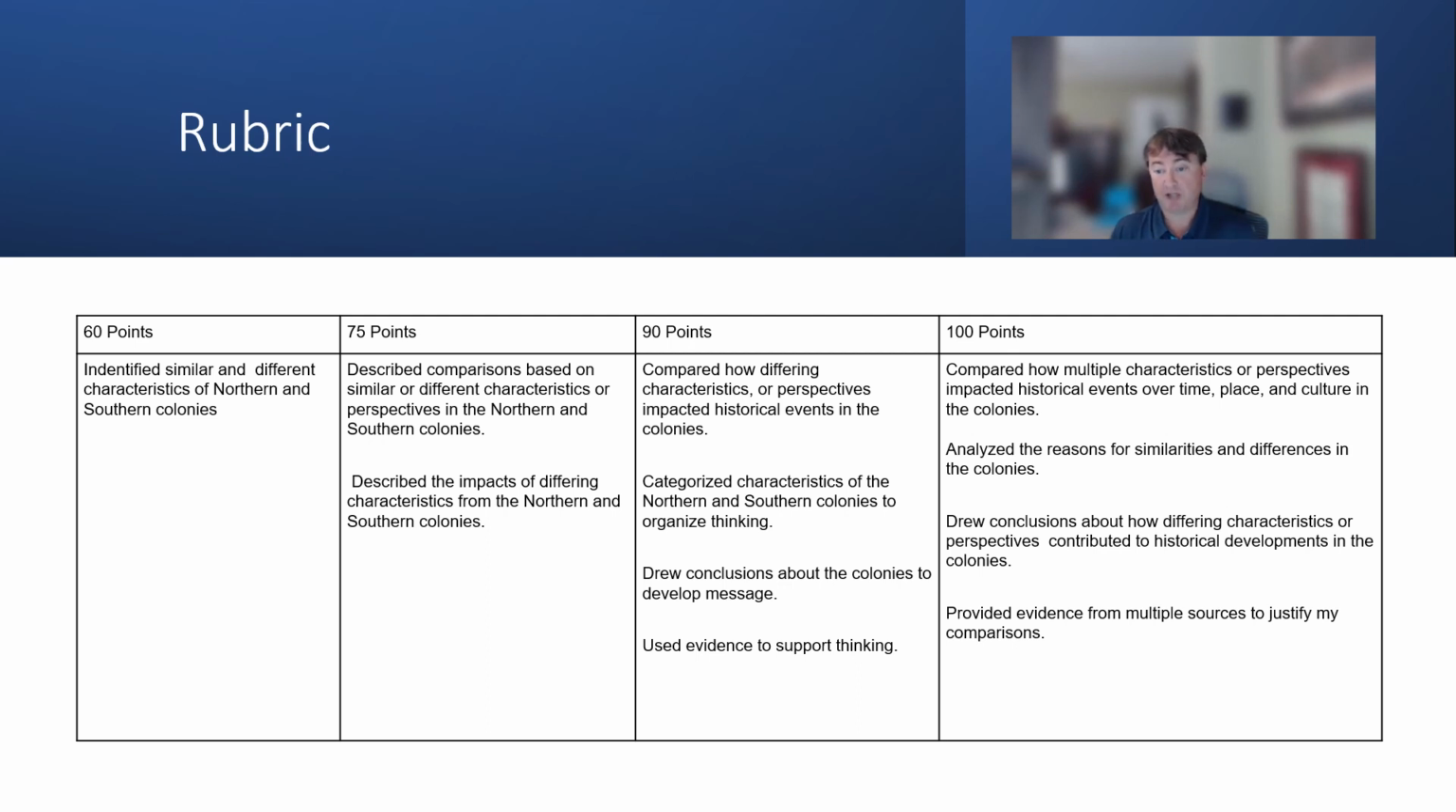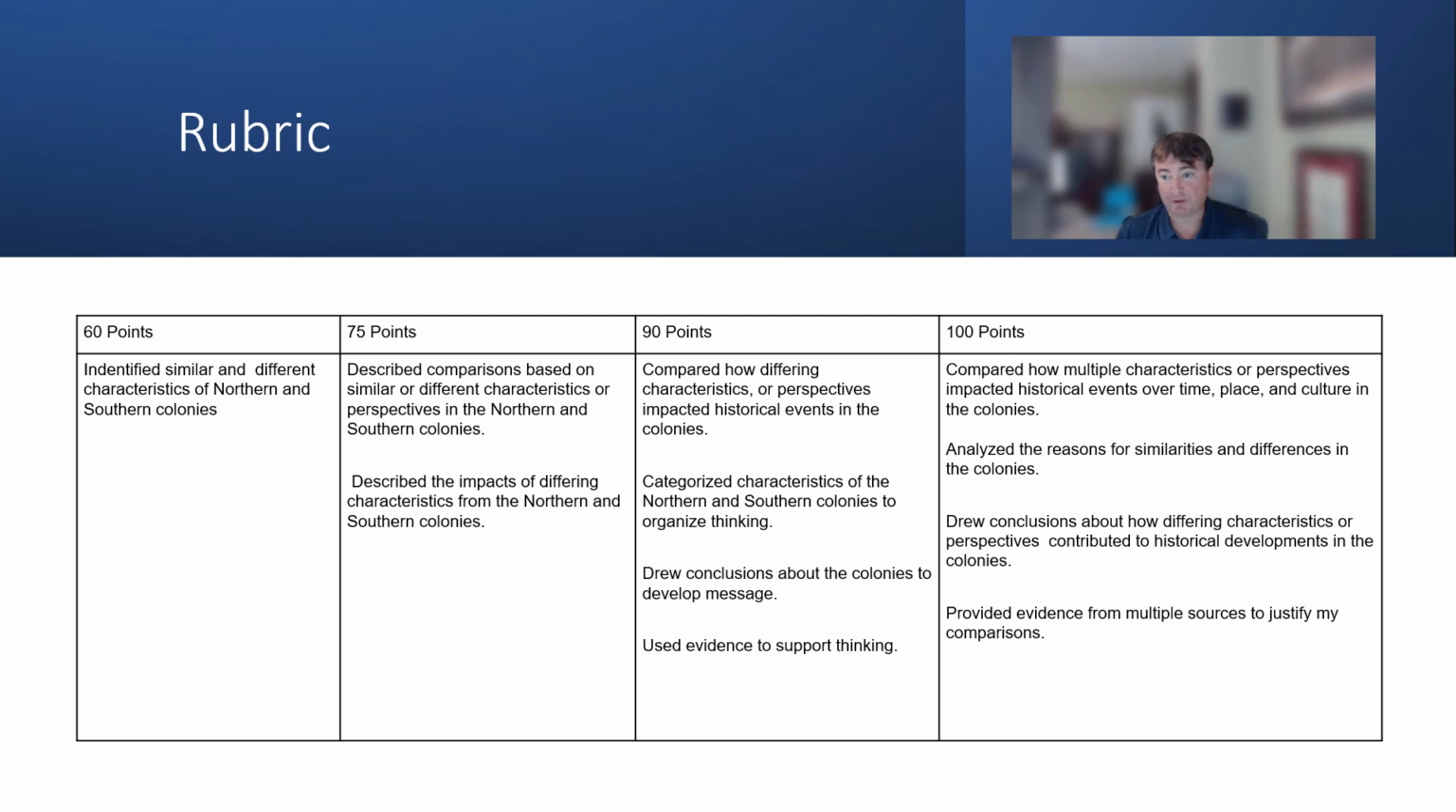If you want to get 100 on the project, here's how you do it. You have to compare how multiple characteristics or perspectives impacted historical events over time, place, and culture in the colonies. Now, what that means is you're going to compare how, let's talk about the geography. How did the geography of the North and the South impact the characteristics of the North and South over time? How did that develop? How did a culture develop because of that geography? How did the economy develop because of that geography? So in other words, you're going further than just talking about the similarities and differences. You're actually comparing it.